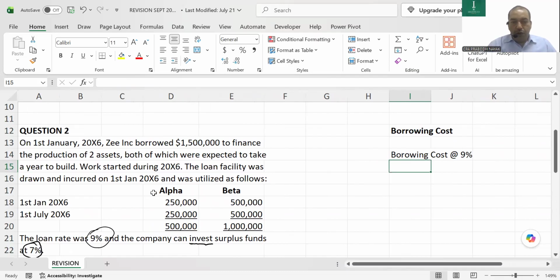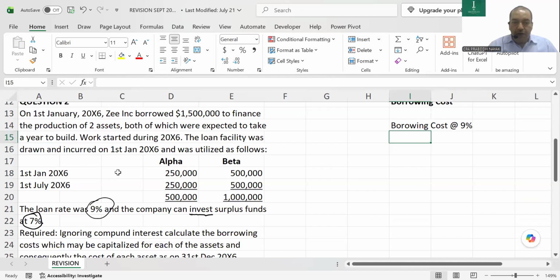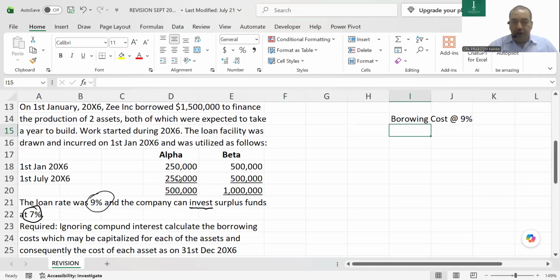So what is going to happen here is we are investing this amount of $250,000 of alpha, and we are investing it for 6 months, because from 1st January up to 1st July, I am not utilizing these amounts. So I will be investing them and I will be getting some returns on them. So when I get the returns, I will be getting the returns at 7%. Surplus funds are invested at 7%. Okay. So I will be getting interest.